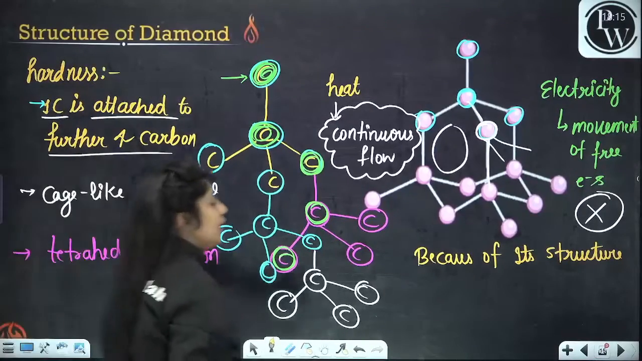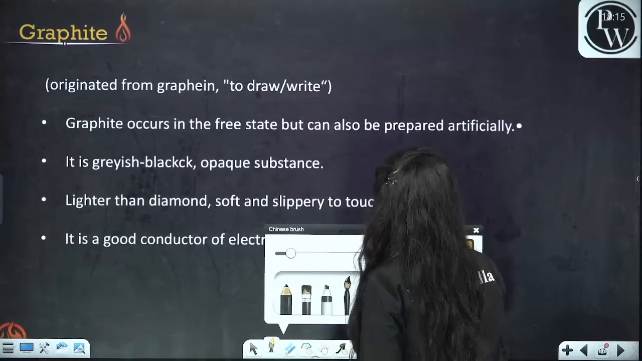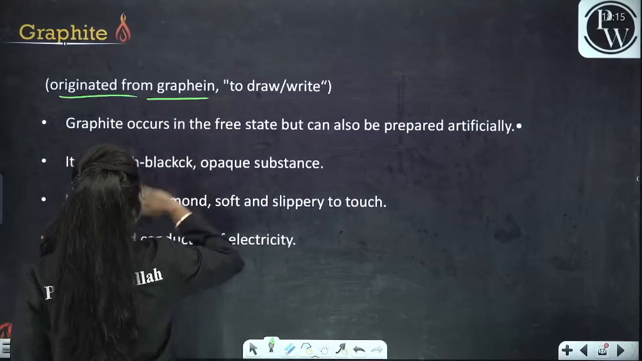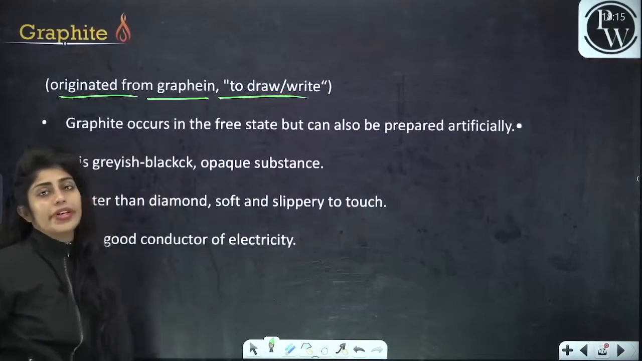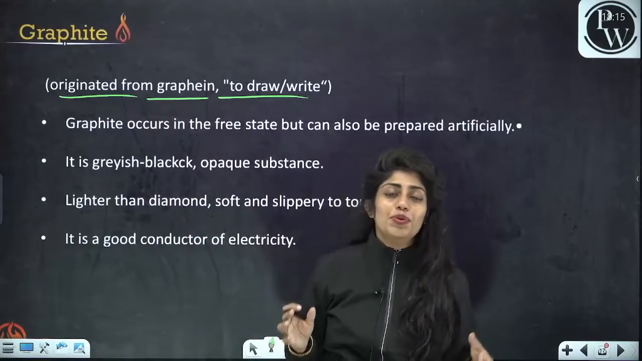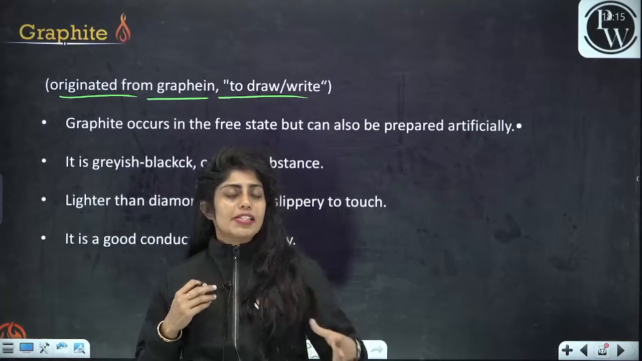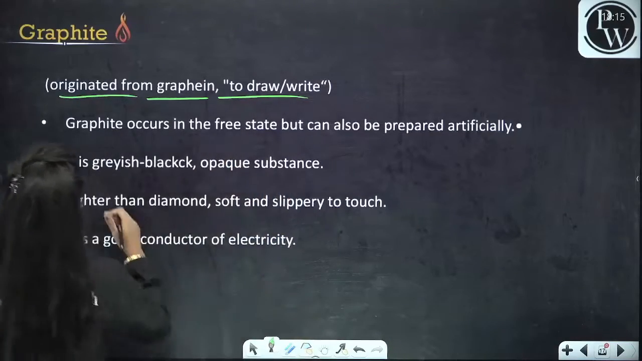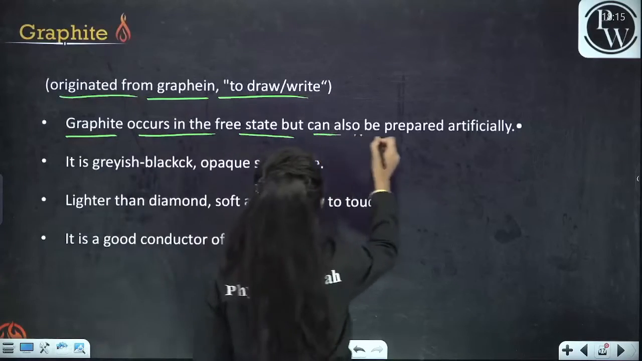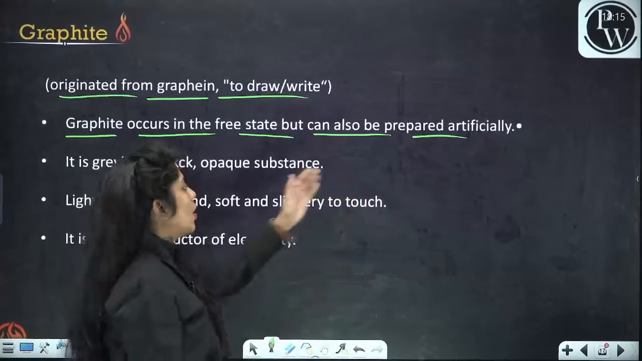Now, let's discuss what is graphite. Let me show you first. Graphite is originated from the Greek word graphein, which means to draw or to write. Due to its marking ability, we use it in pencils. We are marking from pencils, and they contain graphite. Graphite occurs in the free state, but is it also prepared artificially? We can also prepare it according to our use.